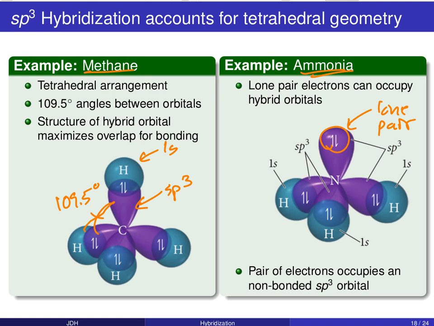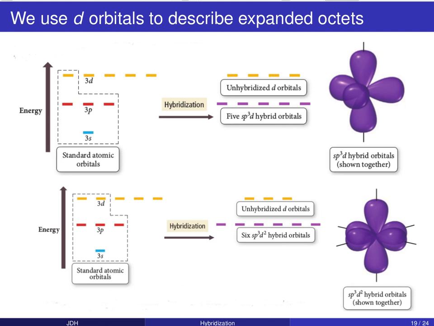So the next step then, we've gone sp, sp2, sp3. We now need to consider situations where you might need more than 4 sets of electrons being accounted for around that central atom. So we saw that this is something that happens when you have expanded octets, when you're in that third row or below. And so in order to account for these more complicated bonding arrangements, what we're going to have to start doing is pulling in d orbitals.